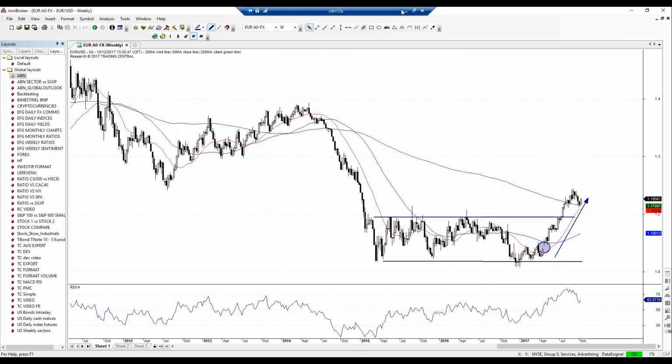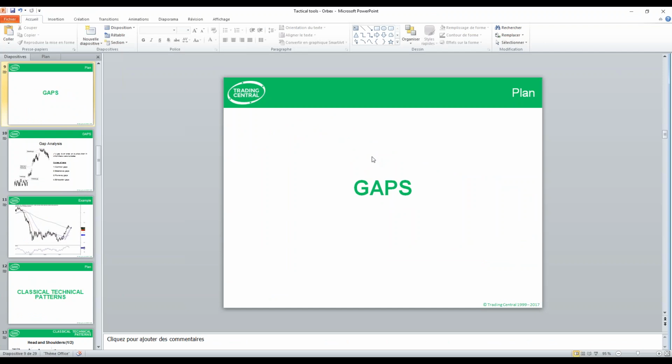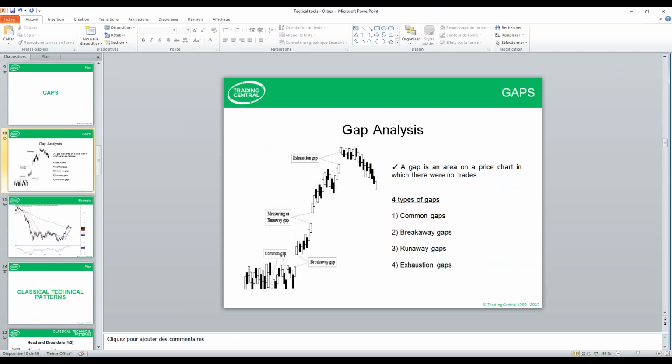So let's go back to the presentation. So let's say a word on gaps. So you have 4 types of gap. The first one is the common gap. The common gap is this one. So the common gap is pretty useless. Why? Because the common gap occurs within a trading range or within a sideways market, as you can see here. So it doesn't mean anything. It's not very important in the market, and you can forget about it.